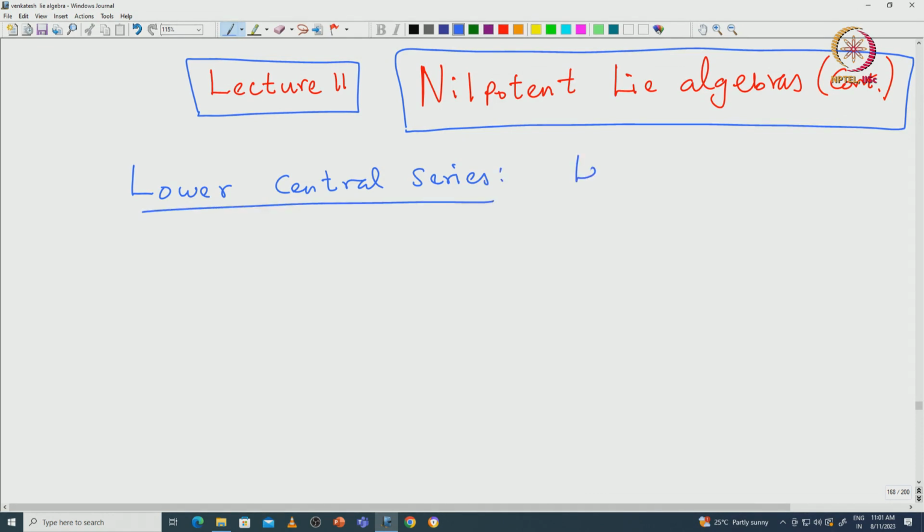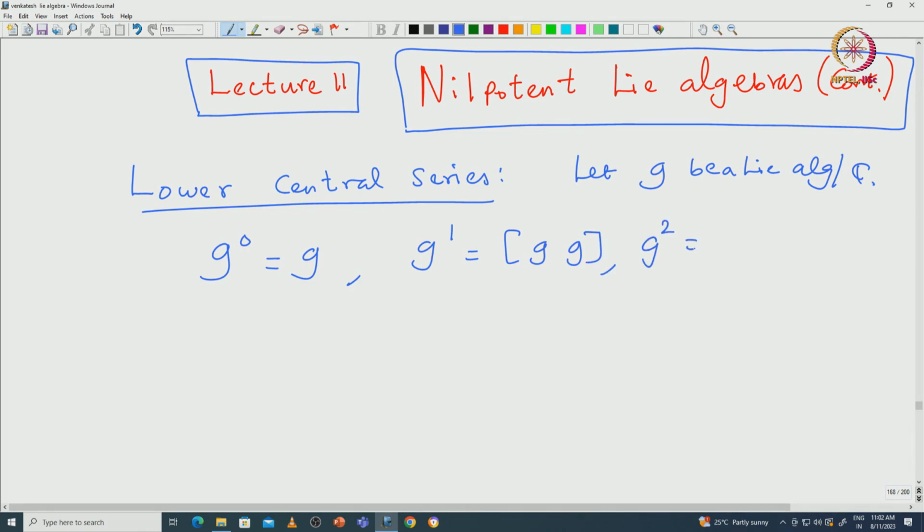So, you start with a Lie algebra g over C. Then we have the following sequence of ideals inside g called the lower central series. This is defined inductively. First you take g^0 to be g, then g^1 to be the bracket [g, g], the derived algebra, and then g^2 to be the bracket of g with g^1. Okay. So, this is very different from the derived series.